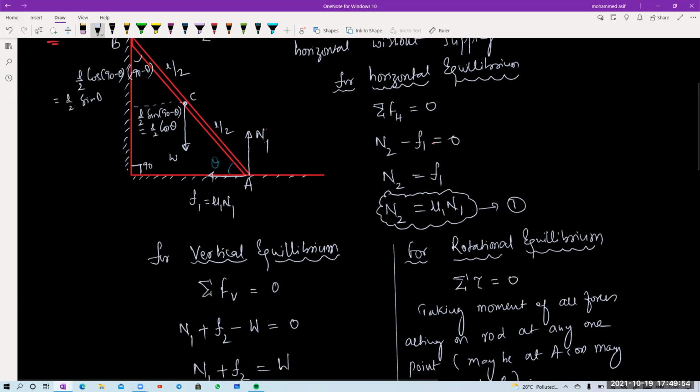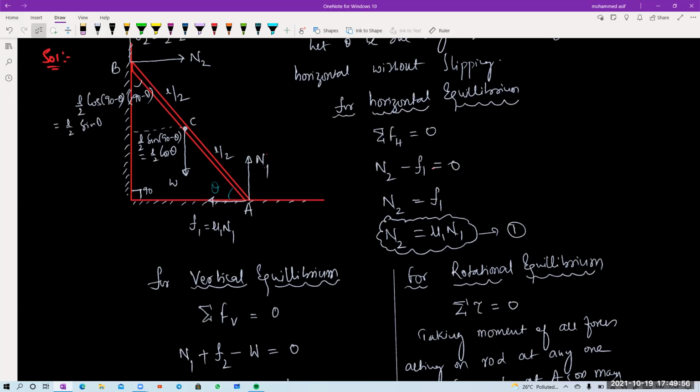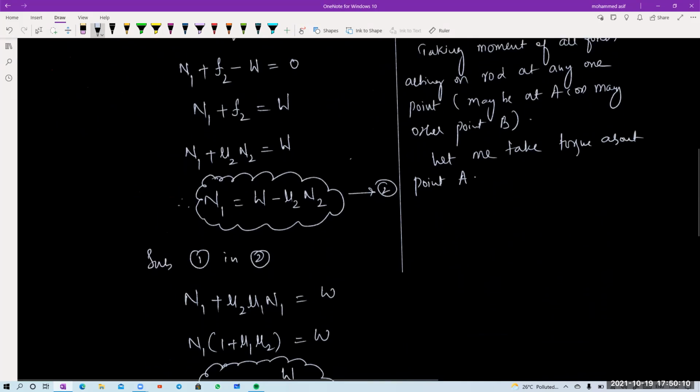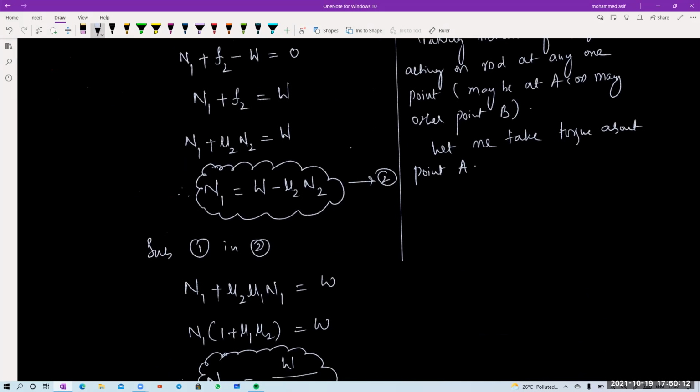So force into perpendicular distance. This is the force acting in the downward direction, so the perpendicular distance will be L by 2 into cos theta, and the vertical will be L by 2 into sine theta. About this point, the torque due to the weight of the rod is W into L by 2 into cos theta.